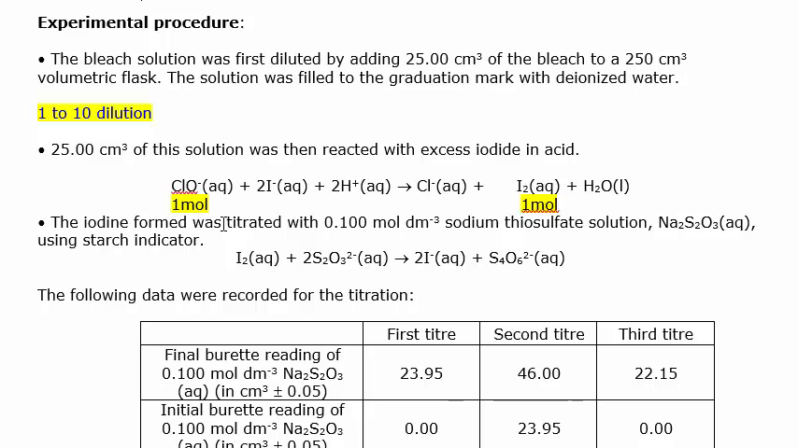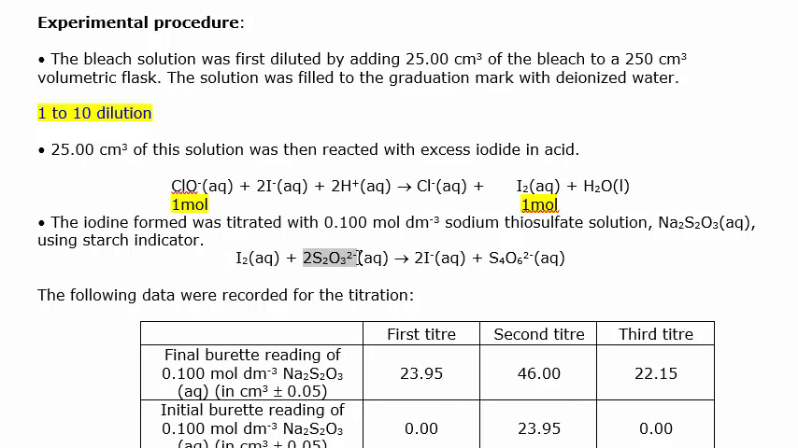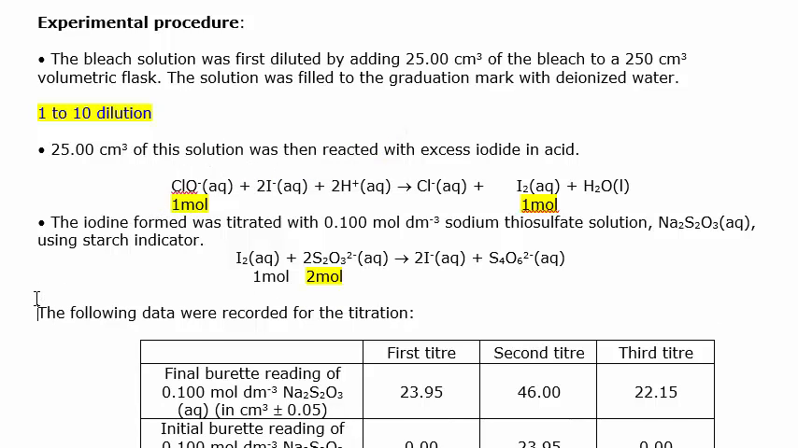And then the iodine formed is titrated with 0.1 mole per litre sodium thiosulfate, and this is the equation. 1 mole of iodine reacts with 2 moles of thiosulfate. So here we've got an equality: 1 mole of iodine, 2 moles of thiosulfate. So overall, 1 makes 1 mole and 1 mole requires 2 moles. And so 2 moles of thiosulfate are equivalent to 1 mole of hypochlorite. Okay, this is information about how the experiment works.